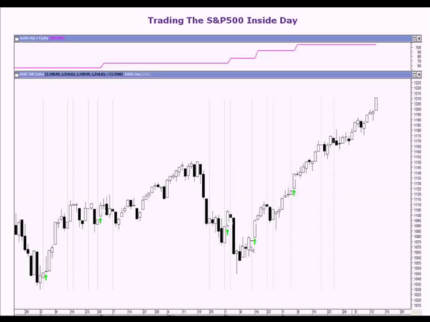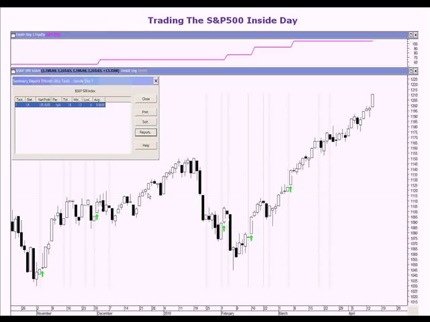Here we are. During this period, we've got 1, 2, 3, 4, 5 long trades, and they've all worked out pretty well, as you can see. Up here at the top, we've got what's known as the equity curve, which is a graphical representation of how our trading pot is doing.